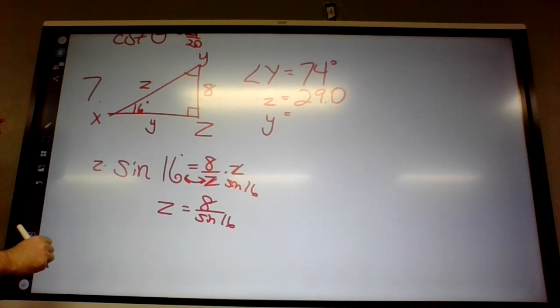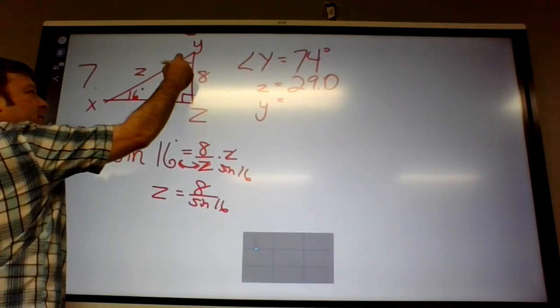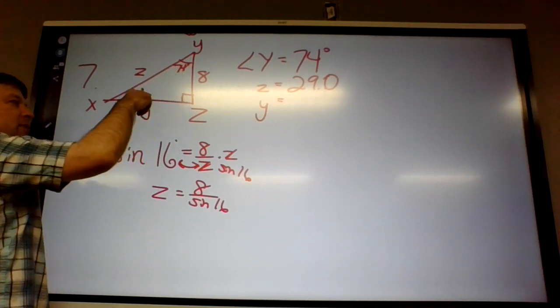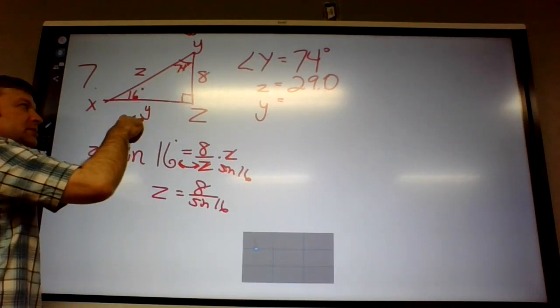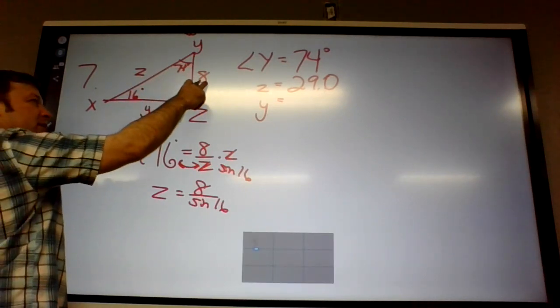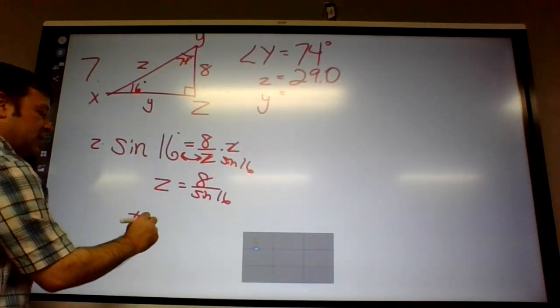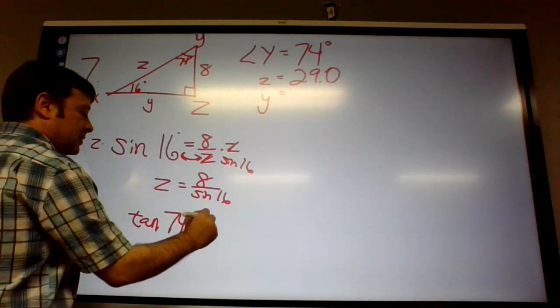Okay, so give me a second. Tan 74. Okay, that's fine. So she's using this angle. Relative to this angle, we're looking for the opposite, and we have the adjacent. And that is tan. Tan of 74 equals y over 8.